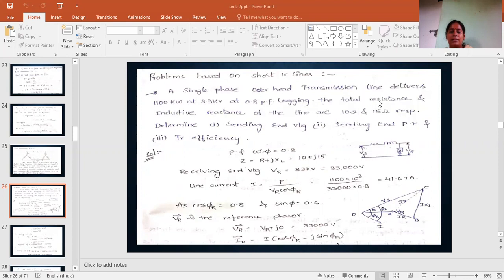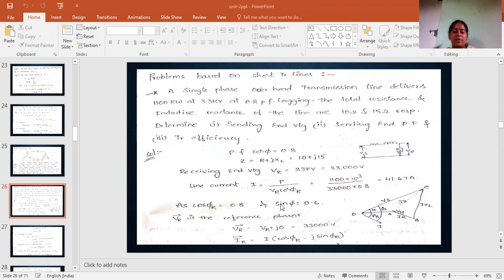Okay, and the total resistance and inductive reactance: resistance R equal to 10 ohms, and the inductive reactance XL equal to 15 ohms. Okay, substitute the values in the impedance Z equal to R plus JXL. It is nothing but 10 plus J15, R value 10, XL value 15. And the power factor cos phi R equal to 0.8.